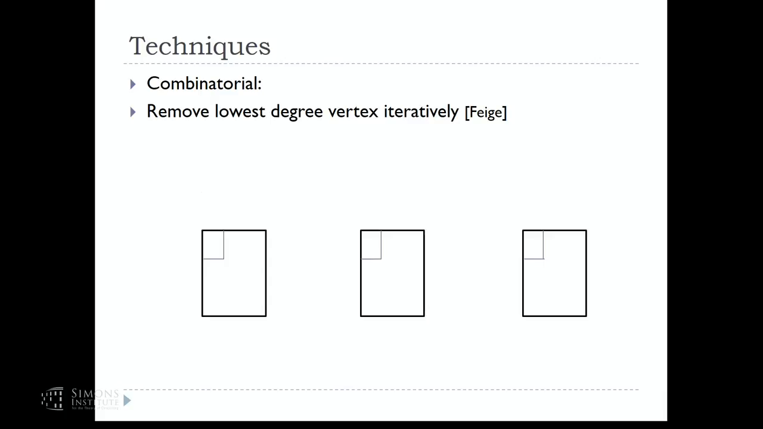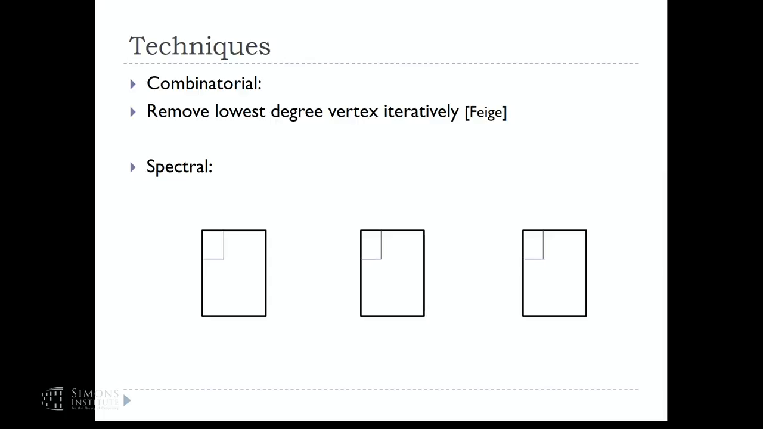So after all these algorithms for doing it for omega root n, here's Feige's algorithm. He said, just remove the lowest degree vertex repeatedly. So remove the smallest degree vertex, look in the remaining graph, smallest degree, repeat this, till you get to about 2k. You have to be a little bit careful at the end, and then you have to do something extra, but basically that's the algorithm.